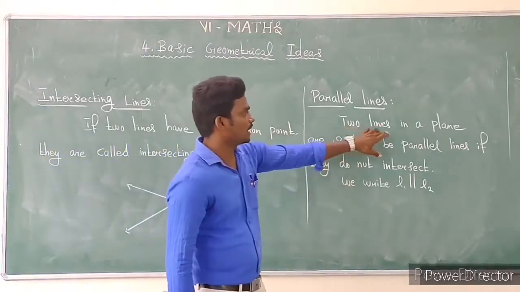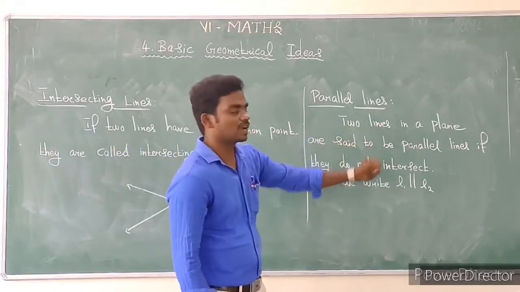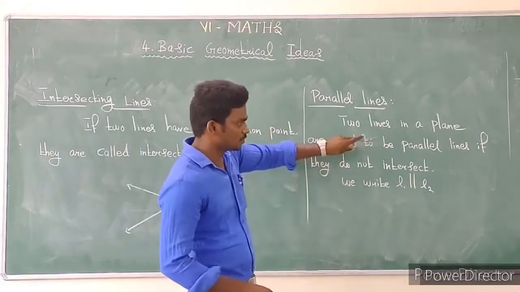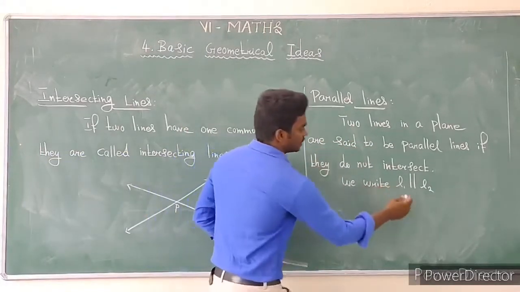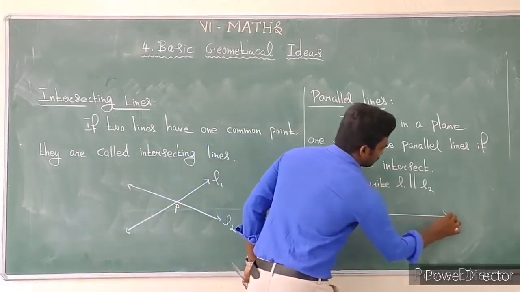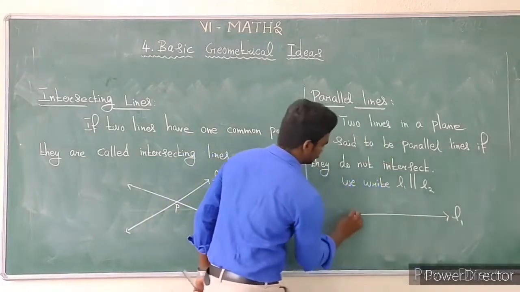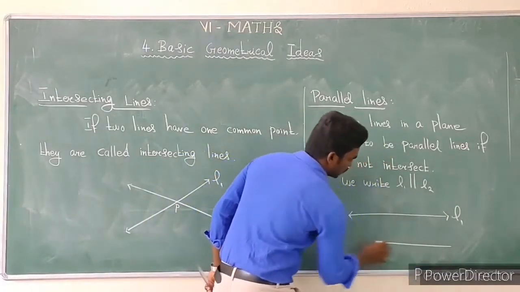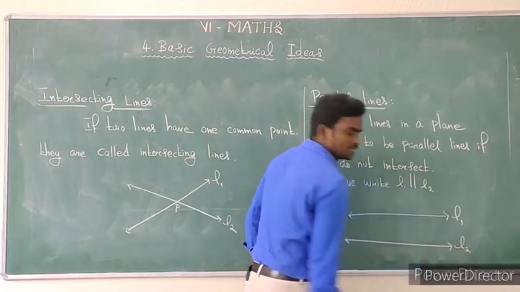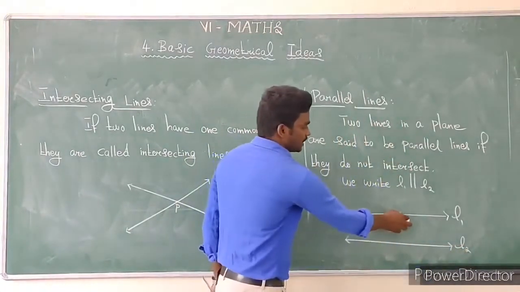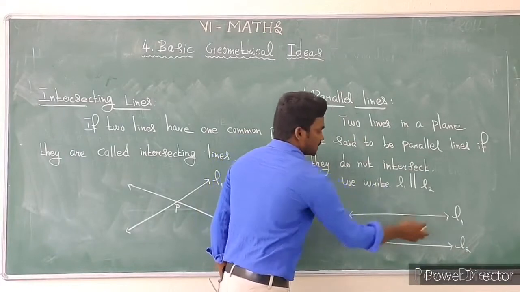What is a parallel line? Two lines in a plane are said to be parallel lines if they do not intersect. So we write these two lines. First line is L1, and second line is L2. So first line is L1 and second line is L2. They cannot meet at any point.